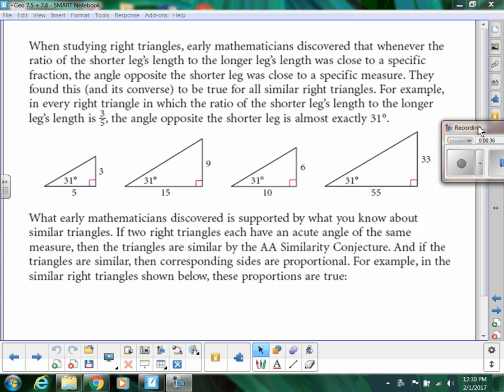Okay, so now that you've read this, I really wanted you to see where these special ratios are coming from. They really did look at these patterns that they were seeing. Like if these are similar triangles, they noticed that 31 degrees was always across from this ratio of 3 to 5, this over this. Okay, so that idea is where we're going to get all of these ratios today.